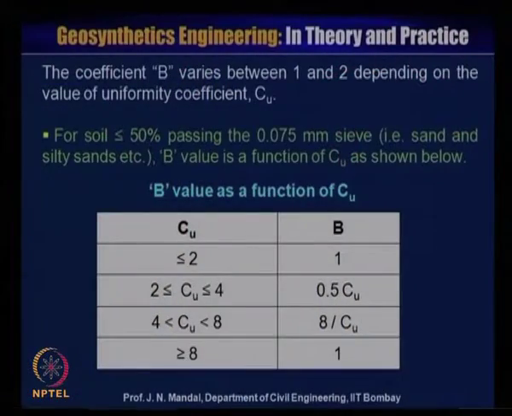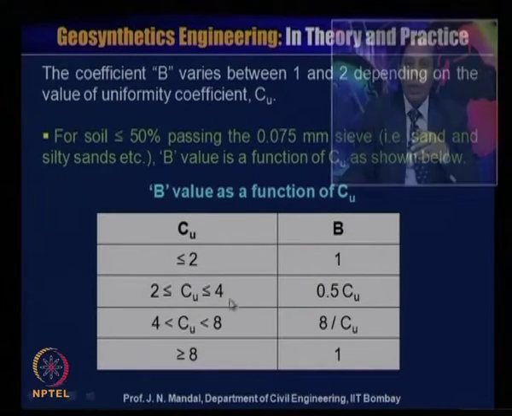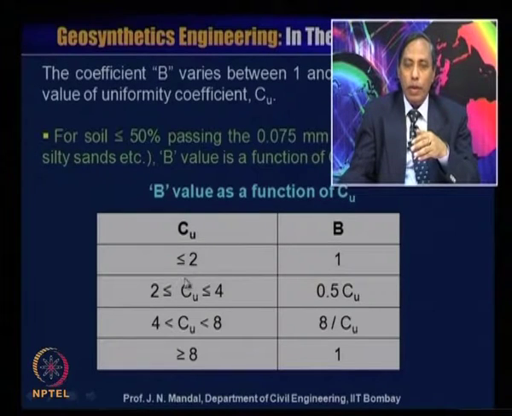Next, this coefficient B varies between 1 and 2 depending on the value of the uniformity coefficient Cu. So, for soil with less than or equal to 50% passing the 0.075 millimeter sieve, that is sand and silty sand, etc., the B value is a function of Cu. You can see this table for how the B value depends on Cu. When Cu is less than or equal to 2, B is 1. When Cu is greater than or equal to 2 and less than or equal to 4, B is 0.5 Cu. When Cu is greater than 4 and less than 8, B is 8 divided by Cu. When Cu is greater than or equal to 8, B is 1.